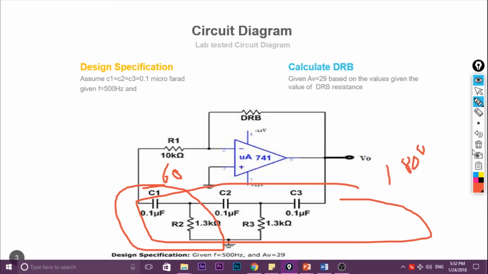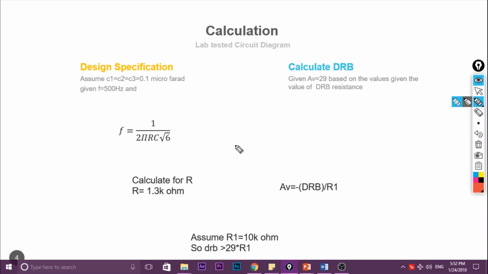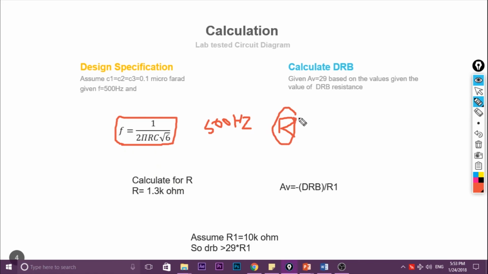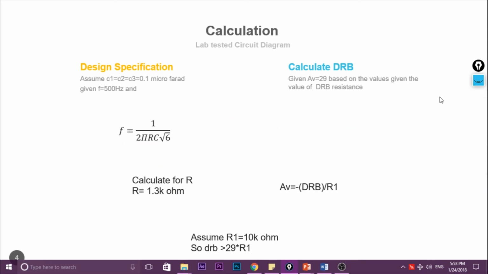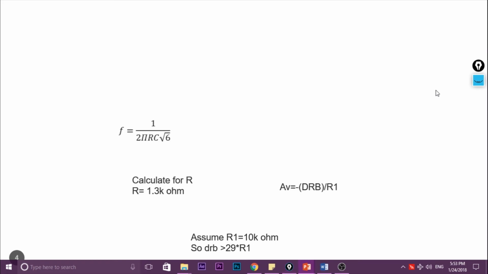So here we have the formula, F is equal to 1 by 2 pi root 6 into RC. They have given F as 500 Hertz or any value. By taking this value, you can calculate the value of R. This R represents the value of the DRB that we mentioned in the circuit previously. I will show it once again so that it is easily understood.